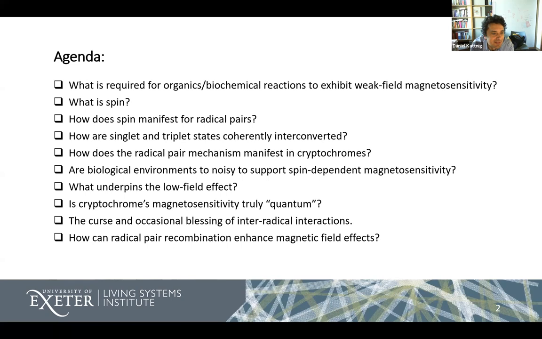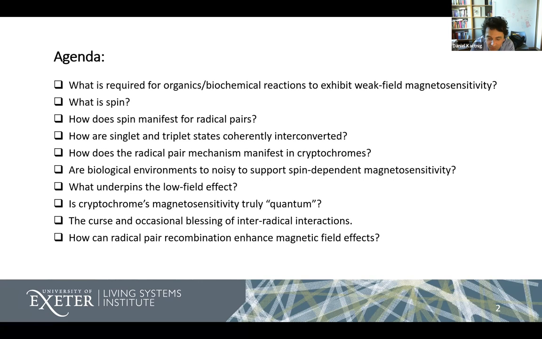I will talk once again about singlet and triplet states, just because I think it's very important to grasp these concepts. I will then also talk a little bit about cryptochromes, which is certainly something that Margaret is going to talk about a lot, just because this is also close to my own research. And I will go into more details, like the low field effect. Is cryptochrome magnetosensitivity truly quantum? I will talk a little bit about inter-radical interactions and about radical pair recombination reactions, where we can observe interesting quantum effects, like, for example, the quantum Zeno effect.